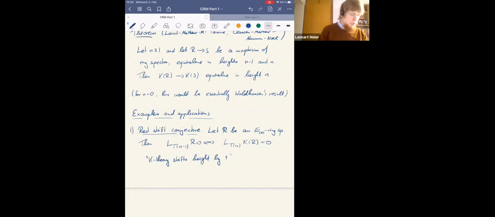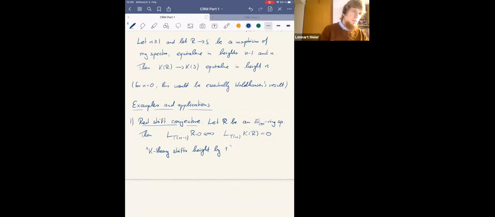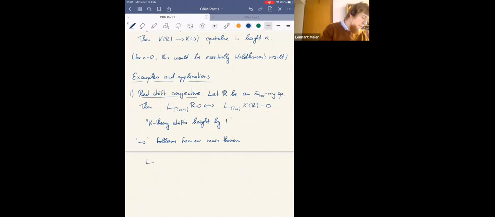So actually, one of these directions is now a theorem. Namely, this direction follows from our main theorem. So why is this? By the result of Hahn I mentioned, we get this implication. So R to zero is an equivalence in heights n minus one and n. So K of R to K of zero, which is certainly zero, is an equivalence in height n.